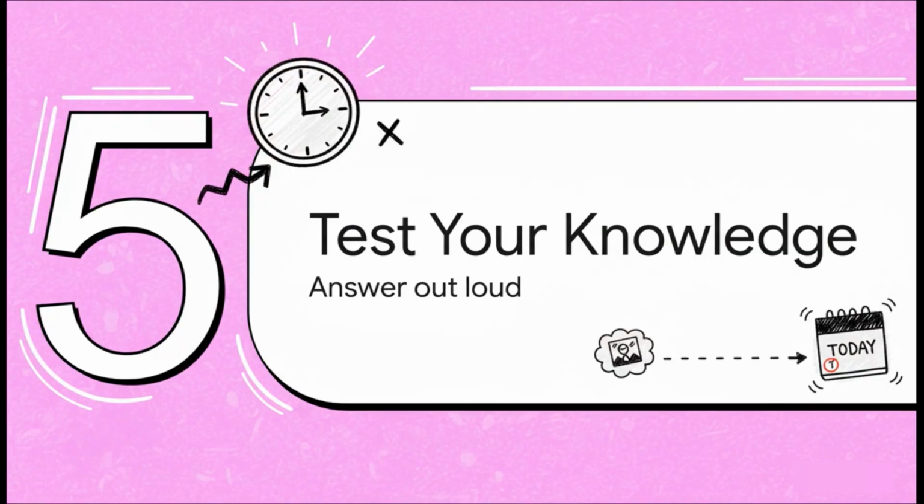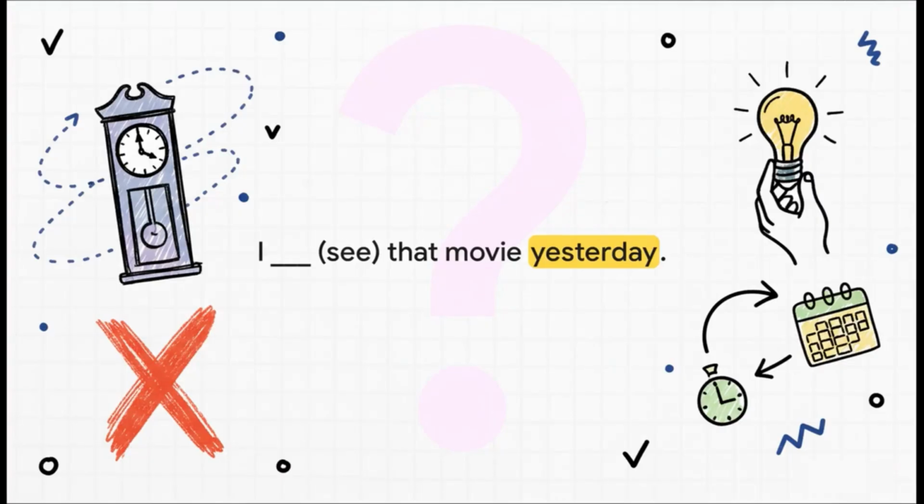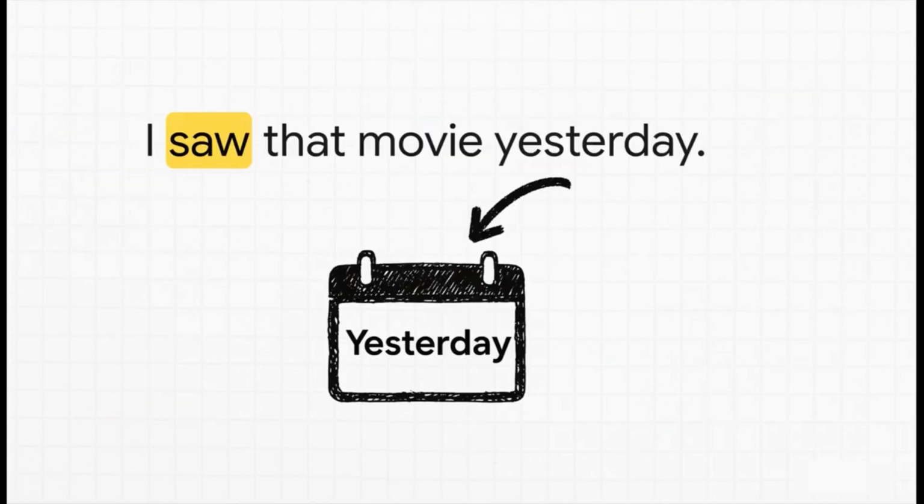Okay, you've seen the rules, you've seen the examples, now it's your turn. Let's test your knowledge. I'm going to show you a sentence. You try to fill in the blank. Say it out loud. Ready? Okay, first one. I see that movie yesterday. What do you think? The answer is saw. I saw that movie yesterday. Why? Because you see that key word, yesterday. It's a specific finished time.